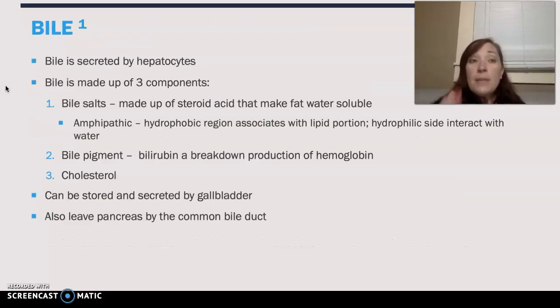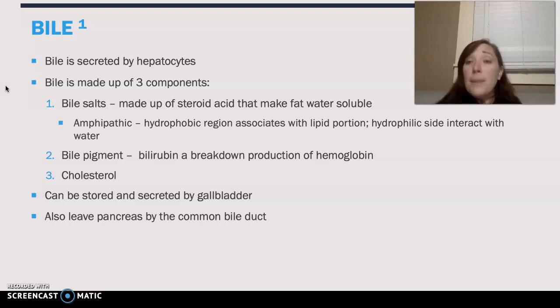So, as we talked about bile, it is secreted from the hepatocytes, and the main active form that we were talking about is bile salts, but bile actually has three components. So it has bile salts, which is made up of a steroid acid that makes the fat water soluble. And it's amphipathic, which means it has a hydrophobic region that associates with the lipid portion and a hydrophilic side that interacts with water. So having this chemical makeup makes sense that it can then make the lipid water soluble.